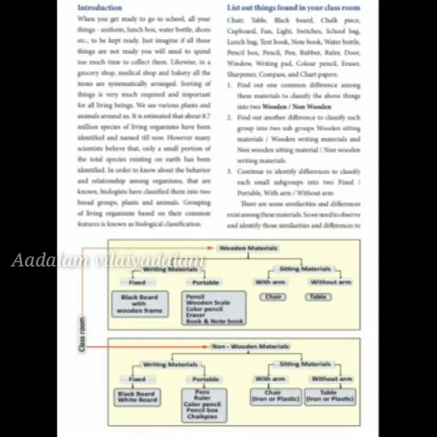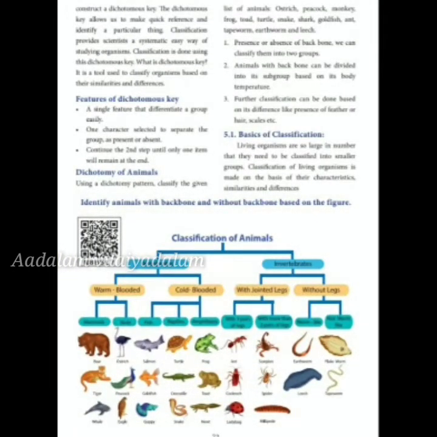Now you will see the introduction, like how a classroom can be divided based on the things used in a classroom, like wooden materials or non-wooden materials. This type of classification is given in the figure here. In such ways organisms are classified. Dichotomous key is a tool used to classify organisms based on their similarities and differences.